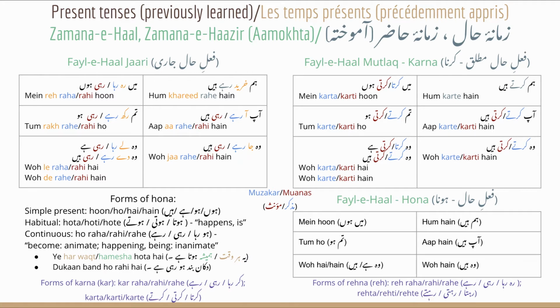First, let's quickly go over the present tenses that you have already learned. Zamana e hal, zamana e haser, amochta. So for fele hal jari, first for the first example of rehna, मैं रह रहा और मैं रह रही हूँ.